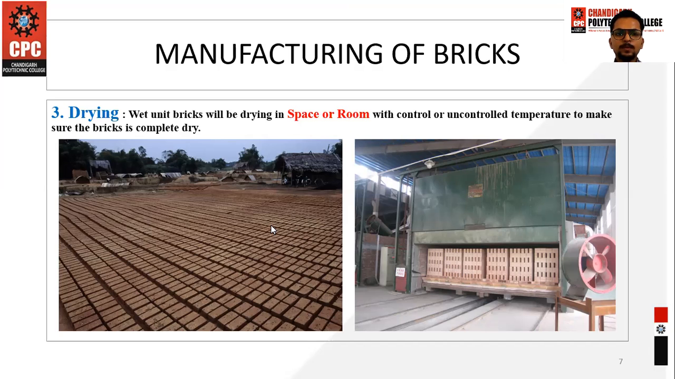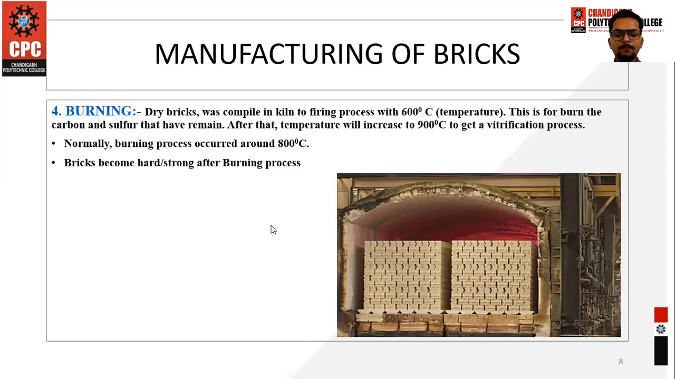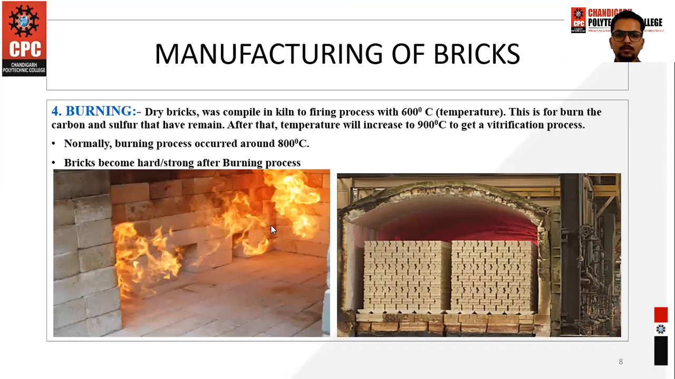Then the fourth process we have is burning. After drying of bricks is done, so whenever your bricks have dried, the desired temperature and desired moisture have been achieved, or the excess moisture has been removed from those bricks. So the next process is to make them come into contact with the fire. Those dried bricks are burnt together in kilns or clamps.